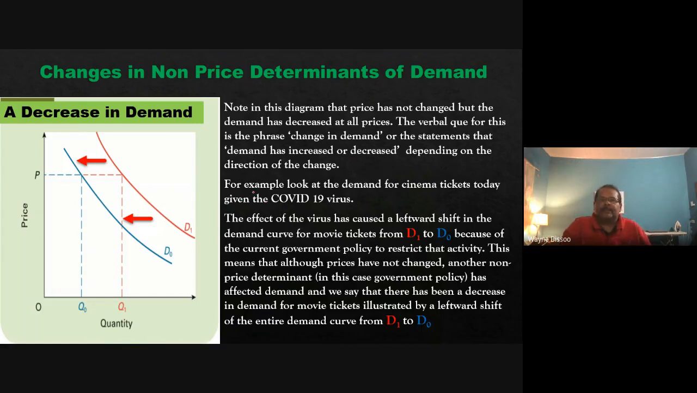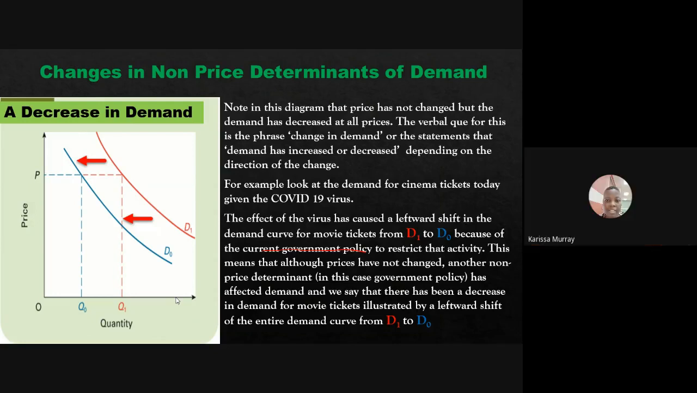And I put this example. For example, look at the demand for cinema tickets today given the COVID-19 situation. As a result of that, we've gone off the market because we can't go and see cinema shows because they're off limits, right? Due to what? A non-price determinant: government policy. See that there? So that shift is caused by a government policy change. Making sense? All right.